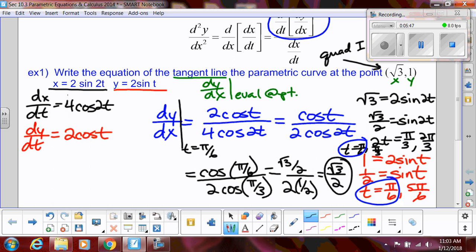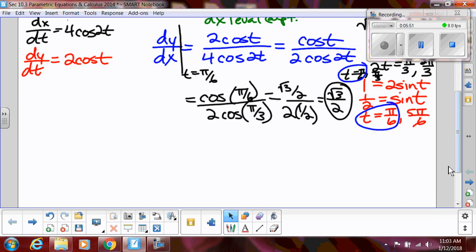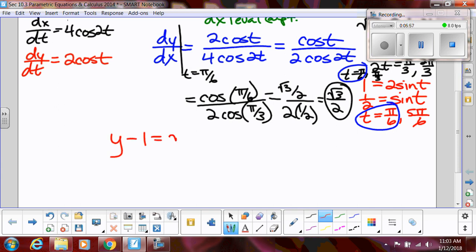So that's our slope. So we have the slope of a tangent line, and now we have the point, so now we just have to write the equation. So that would be, in point slope form, y minus 1 equals the square root of 3 over 2 times x minus the square root of 3. All right, and that would be your tangent line.